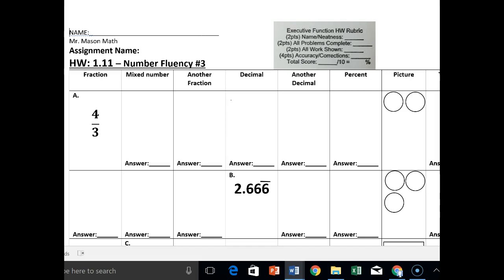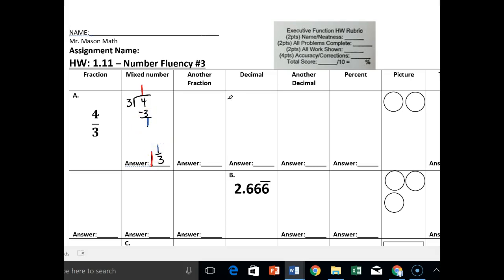So this is number fluency number 3. I'll get right into row A. So the mixed number for 4 over 3, we take 3. We ask ourselves, how many times does it go into 4? It does go in one time, so we don't worry about putting down a decimal or anything like that. So it is 1 1/3. Sorry, so I got my 1 from right here, and my leftover 1 came from right there.